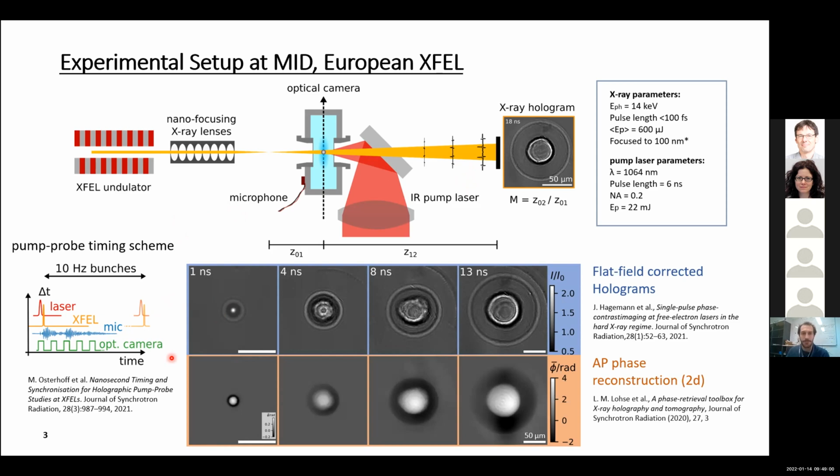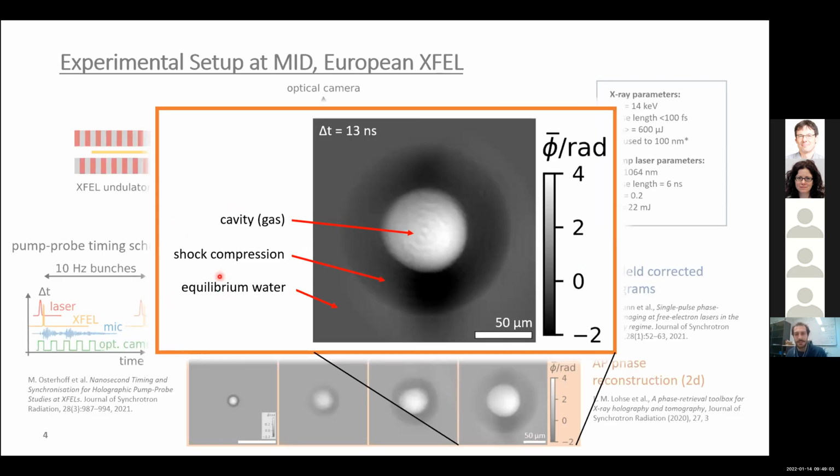I cannot go into too much detail here, but I want to stress that this is already quantitative data. So the projected phase that we retrieve here in the sample plane is anti-proportional to the mass density of our sample here, which is the cavitation bubble. And in the center, the positive projected phase corresponds to the cavity that has already formed. So it's less dense than the surrounding water, while the dark region around it is the compressed and high density liquid water.